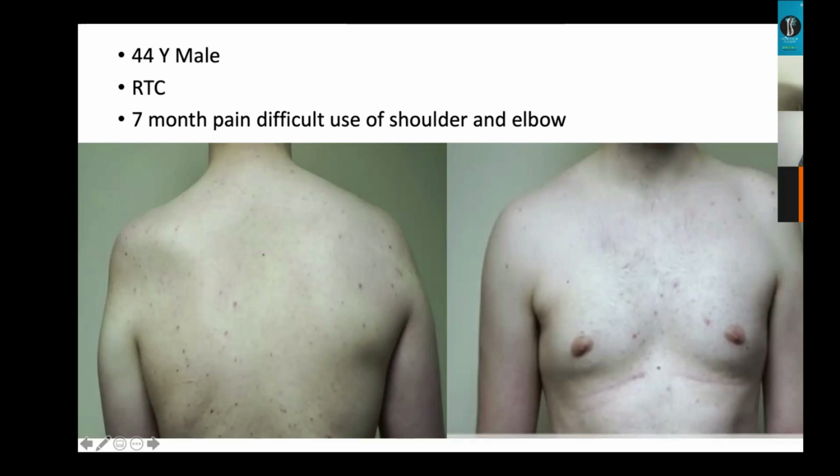Rhomboids is from the dorsoscapular nerve. Dorsoscapular nerve is from the upper trunk. And this is the clue for this case. So the patient has atrophy, as you mentioned, in the supraspinatus, infraspinatus fossa. So the patient has an upper trunk brachial plexus injury, which is at the level of the trunk.